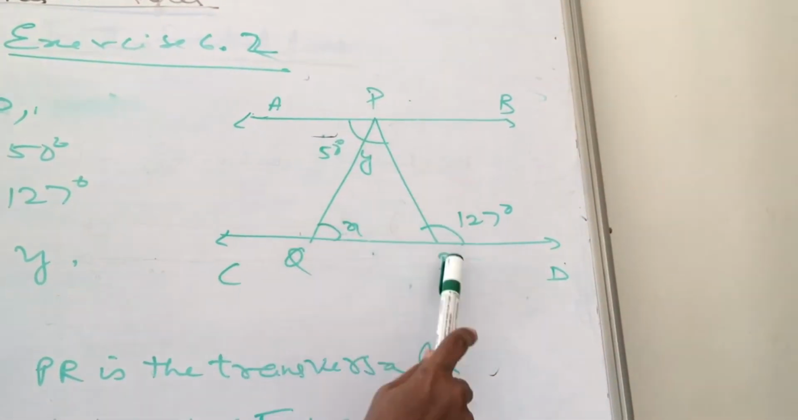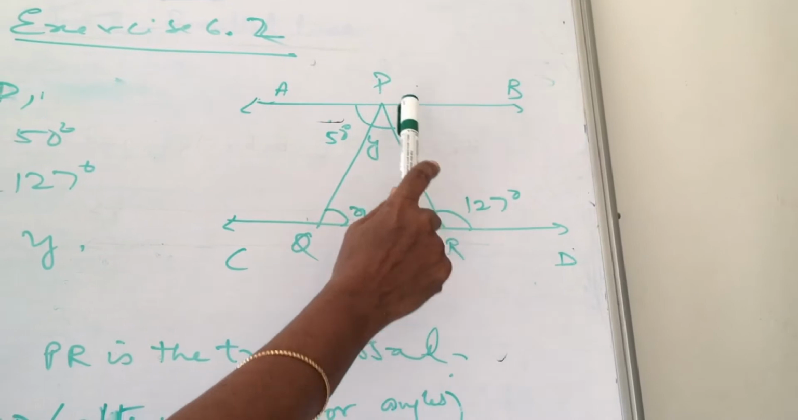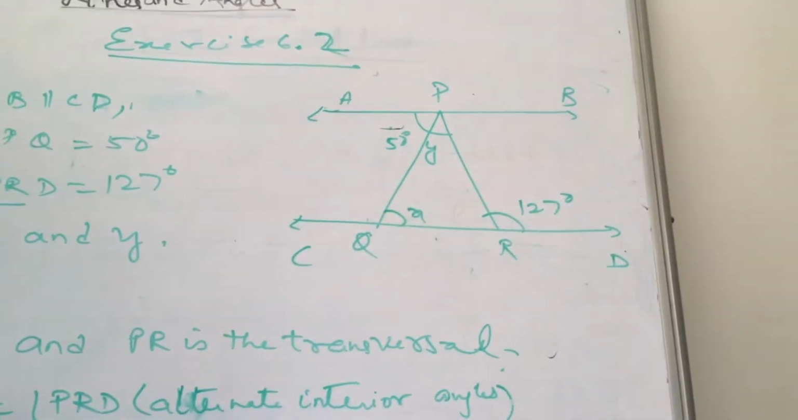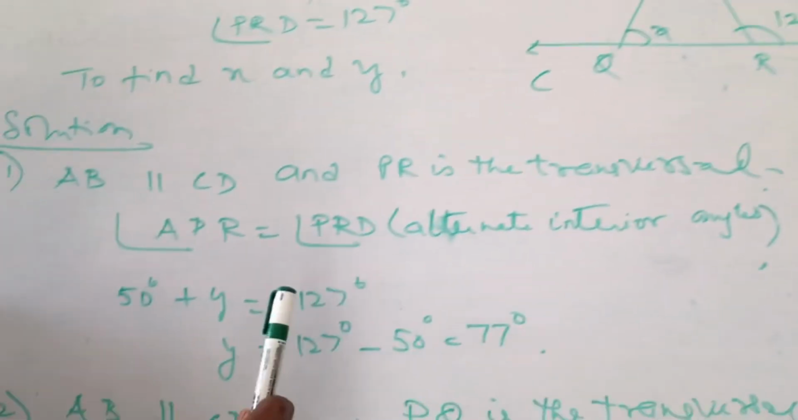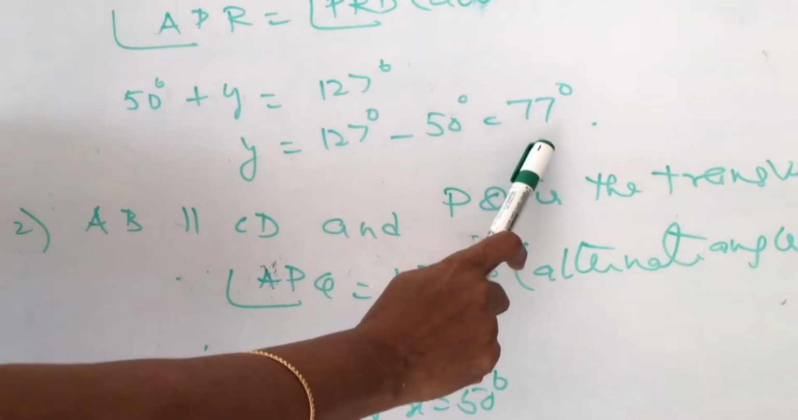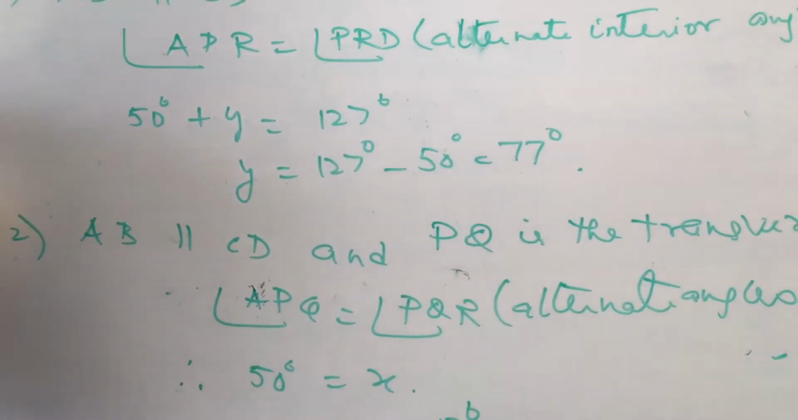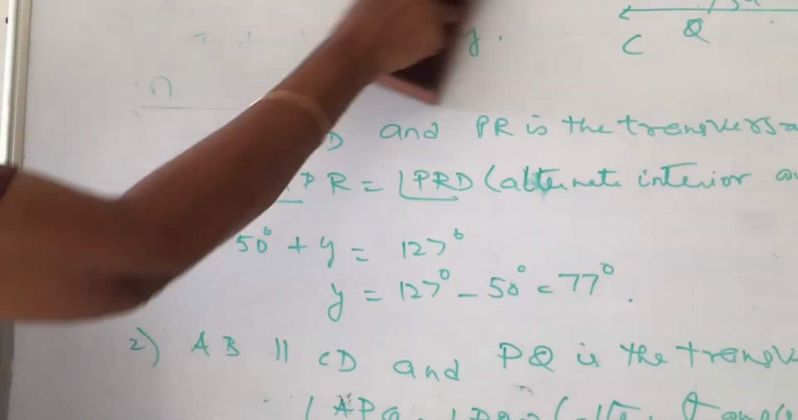So what is APR measure? 50 plus Y. PRD is 127. 50 plus Y is 127. Therefore Y is equal to 77 degrees. Hope you have followed, children. Yes?